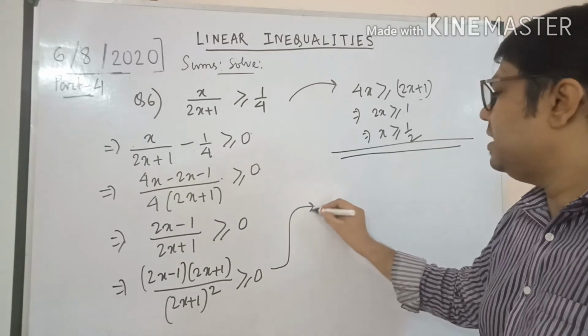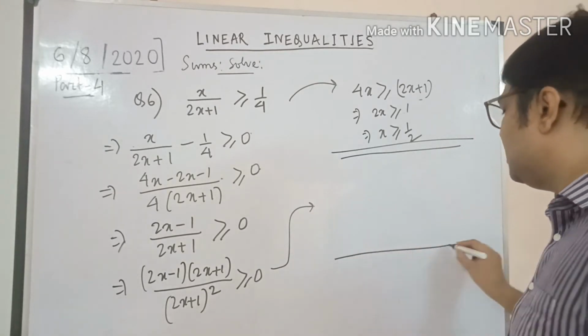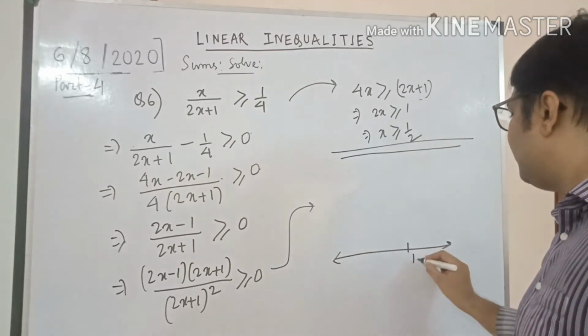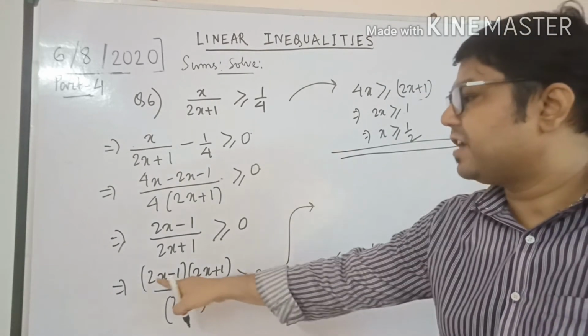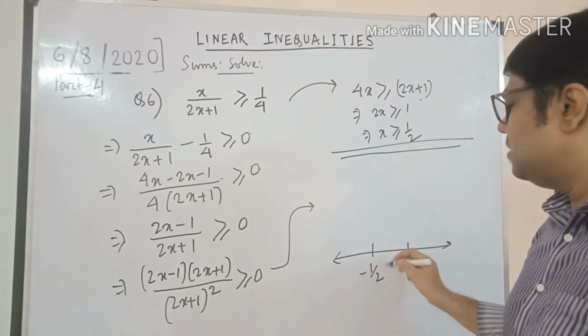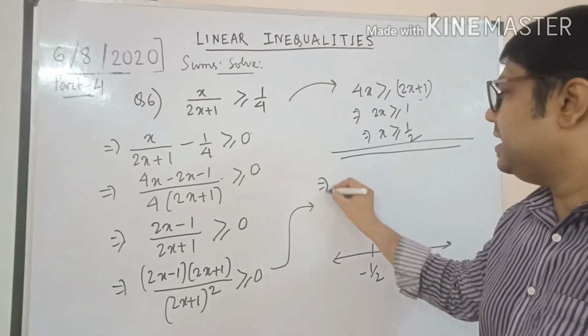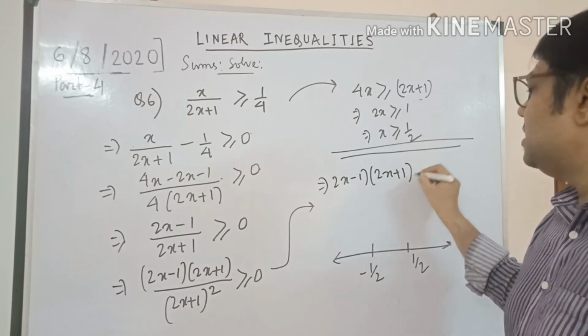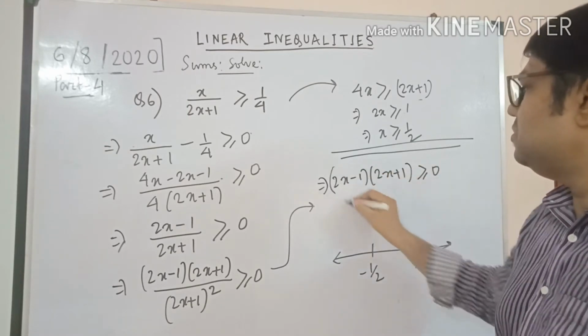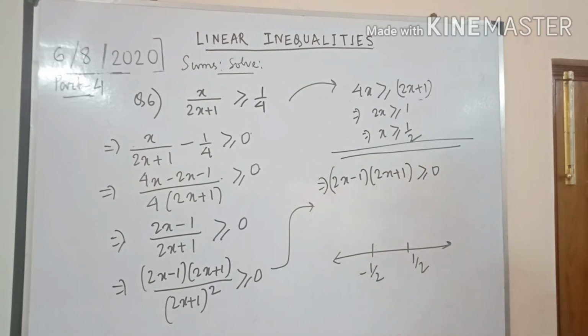We are drawing the number line. The number line has half there, then minus half there. From where did half and minus half come? From here. Okay, so next line it will be 2x minus 1 into 2x plus 1 is positive. So you solve the number line and put the appropriate regions.